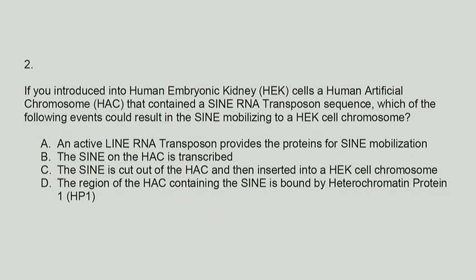And then following that, how does a SINE actually move around? Looking at B, does the SINE need to be transcribed? I'm seeing nods. Why do we know that the SINE needs to be transcribed? Yes, so it is an RNA transposon, so there needs to be an RNA intermediate, that is transcription, right? So A and B are correct, right?